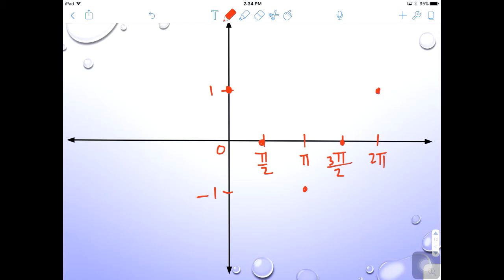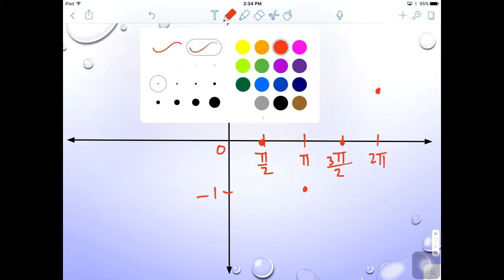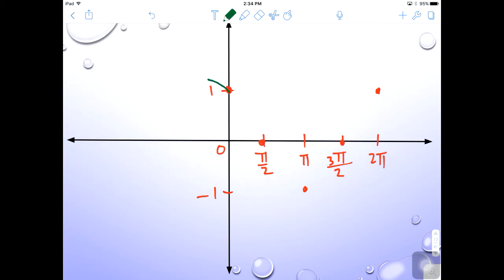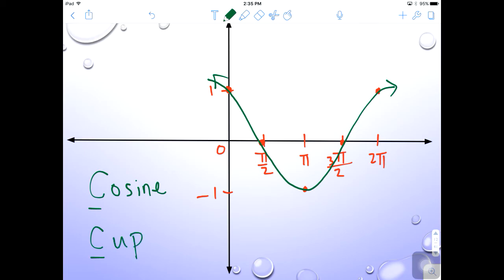If we connect those, I'll use a different color. If you connect these, does it still look like a snake, guys? No, it does not look like a snake. In fact, this is not a snake. This is the cosine. That's why it looks different than the sine function that we had earlier. Something that you guys may notice is that this graph generally looks like the shape of a cup. So we can use that cosine starts with C and cup starts with C to remember how the graph looks for cosine. So it looks like the shape of a cup.